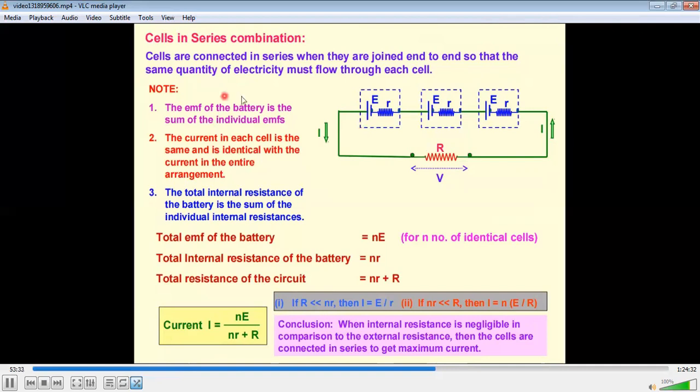So what will be the total EMF of the battery? nE, where n is the number of identical cells. The total internal resistance of the battery: each internal resistance is r, so the total will be nr. So the total resistance of the circuit is nr plus R. So current I equals the EMF divided by the total resistance.